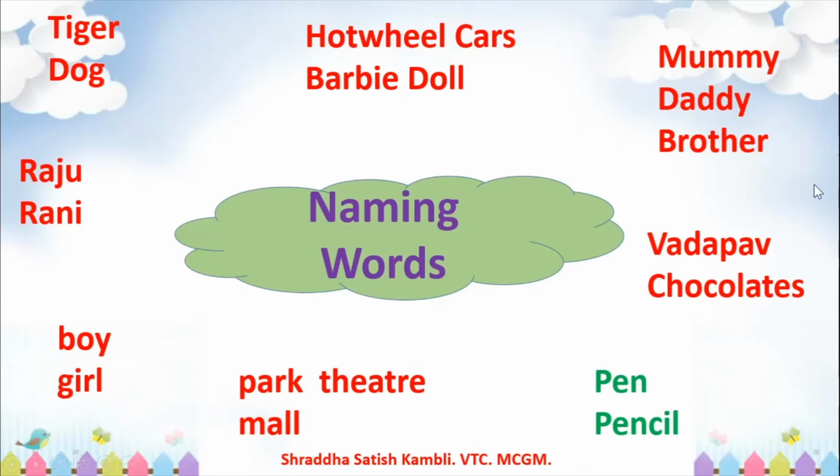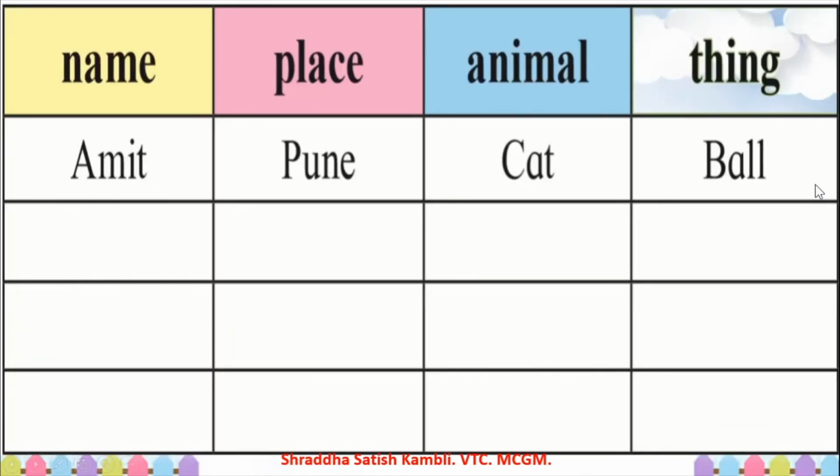Let us do some more exercise so that the idea of naming words becomes fixed in our brain. So see here, this is a game. Many of us play this game now when we are in school. Name, place, animal, thing.